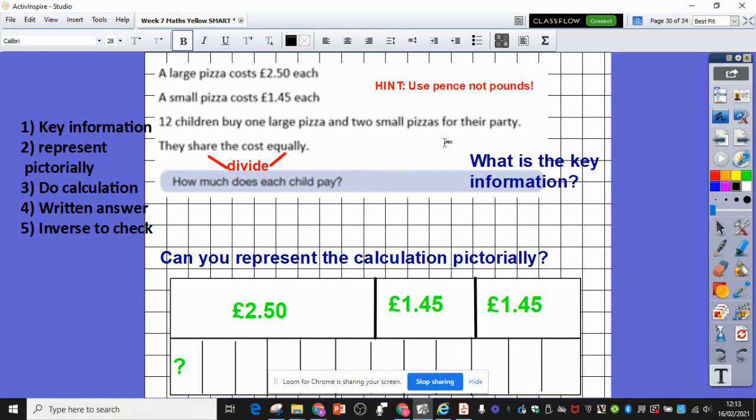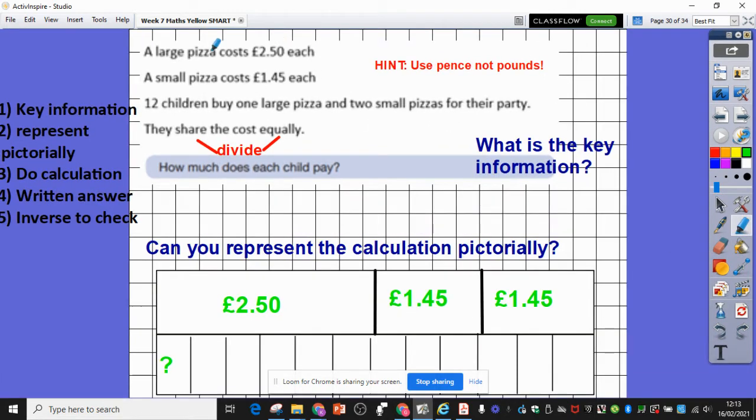So I'm going to have to underline my key information. So I know that a large pizza costs £2.50. I know a small pizza costs £1.45. That's very reasonable. Reasonable pizzas. We had expensive mangoes and pineapples the other day, didn't we? And I know I've got 12 children. And those 12 children buy one large pizza and two small pizzas for their party. And they share the cost equally. How much does each child have to pay is what I'm finding out.